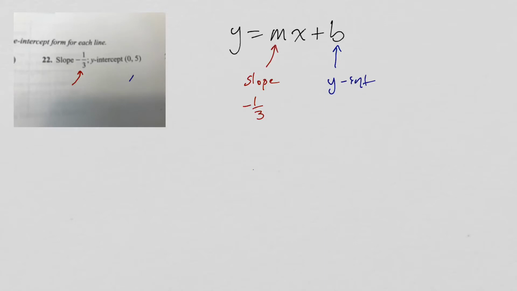Okay, number 22. Think of the slope-intercept form, y equals mx plus b. This right here is the slope, which they give to us. So this is negative 1/3. And this right here is the y-intercept, which they give to us. So this would be 5. So the equation would be y is equal to negative 1/3 x plus 5 in slope-intercept form.